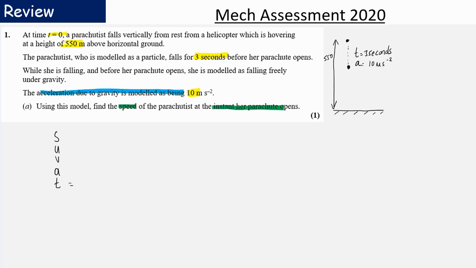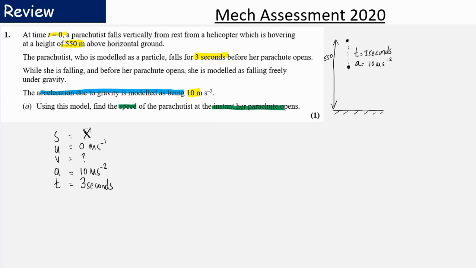I know my time here was 3 seconds. I know my acceleration was 10 meters per second squared. I don't know my final velocity, but that is what I'm being asked to find. I certainly know the speed I started at. That was 0 meters per second. And my distance, I don't know. It is definitely not 550 meters, because that's how high it was above the ground. And as you can see from my drawing, that's not my distance that I'm using.